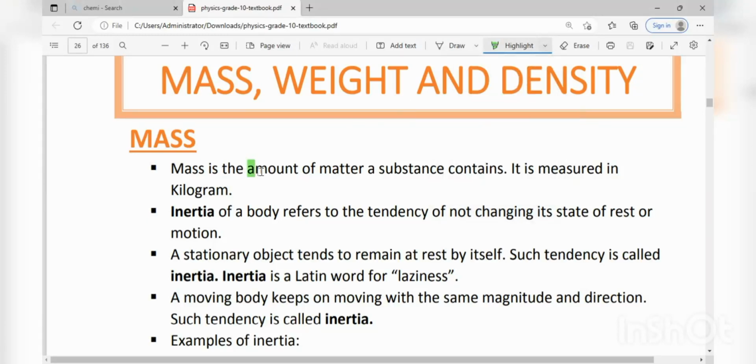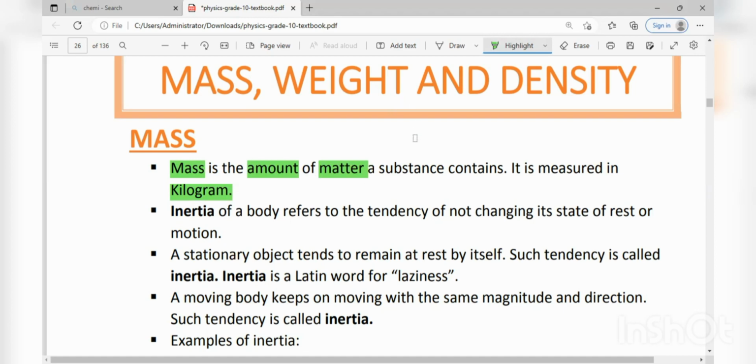Mass is the amount of matter a substance contains. An amount of matter in a substance is measured in kilograms, or kgs. Okay, so mass is measured in kilograms.